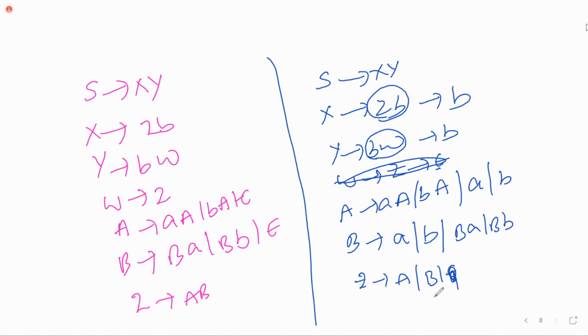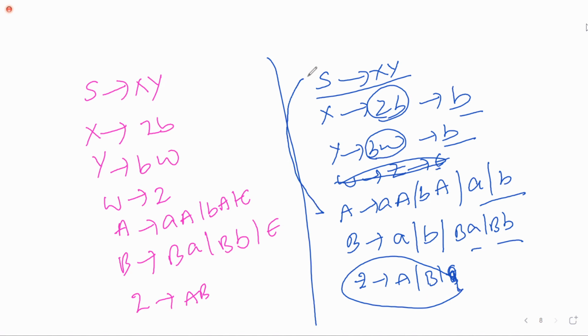Now, next we are searching for unit productions. Here we don't have unit productions, no unit production, no unit production, no unit production. Here only you are having a unit production. Anyway, you are having the unit production, but Z is not reachable from S. So it is a useless symbol. So remove this. What remains for us finally is X tends to XY, X tends to B, Y tends to B, and A tends to this one and B tends to this one.